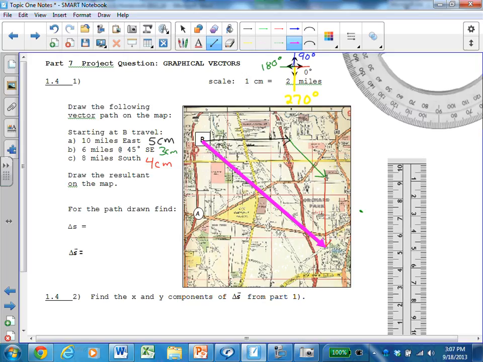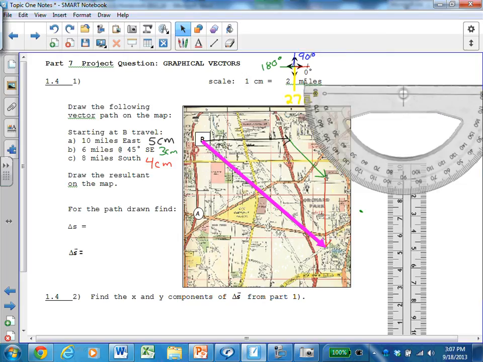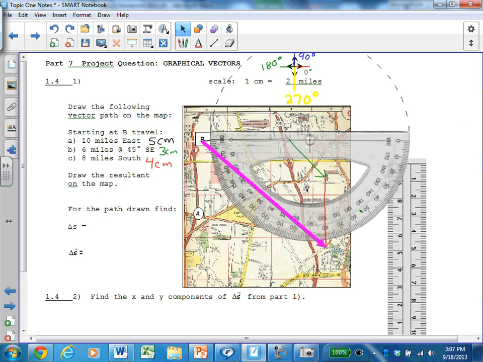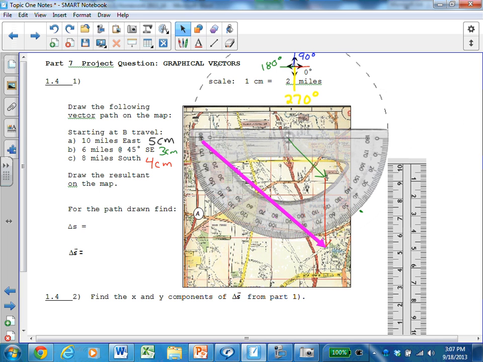I took the protractor, I centered it on the head of the first vector, and then southeast is in this quadrant, 45 degrees, 10, 20, 30, 45. You see? And then I went in that line of it.